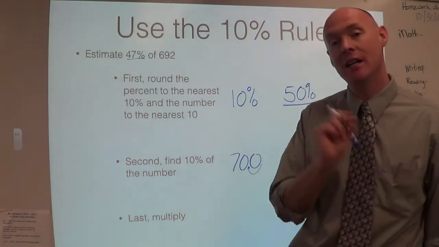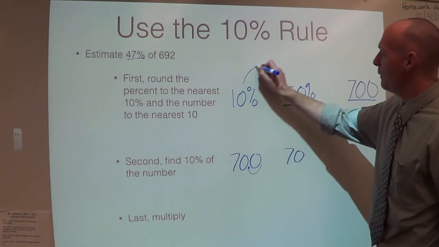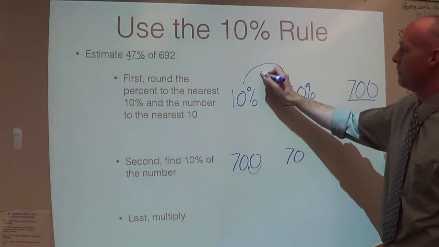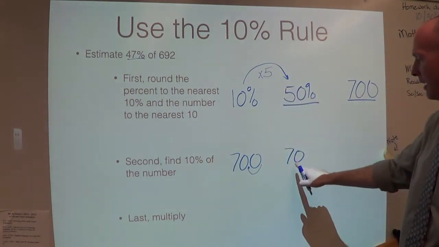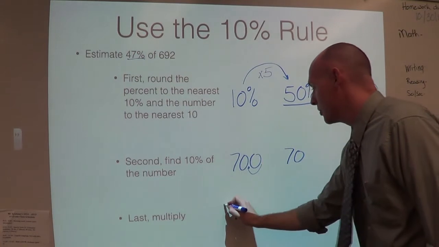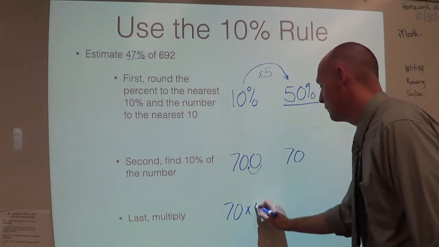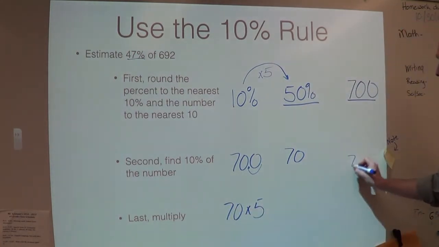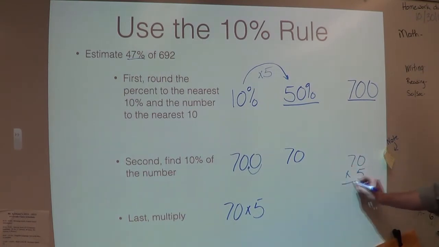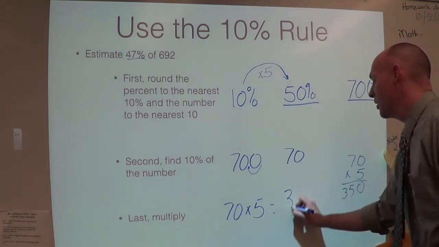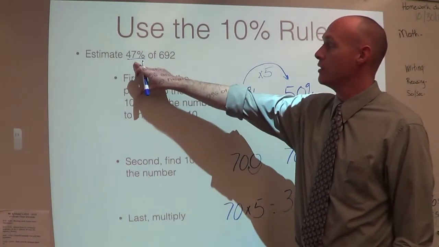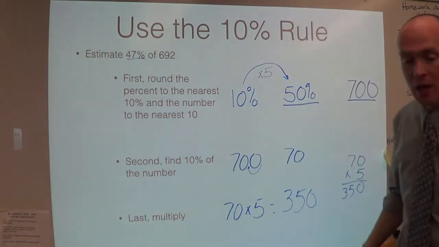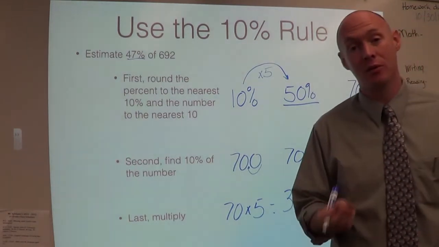Last, multiply. And here's what you're going to multiply. To get from 10% to 50%, you have to times 5. So you're going to take that number and multiply it by 5. So 70 times 5. I'll do it off to the side. 0, 35. So my answer is 350. That is a reasonable solution to what is 47% of 692. 350 is pretty close to the answer.